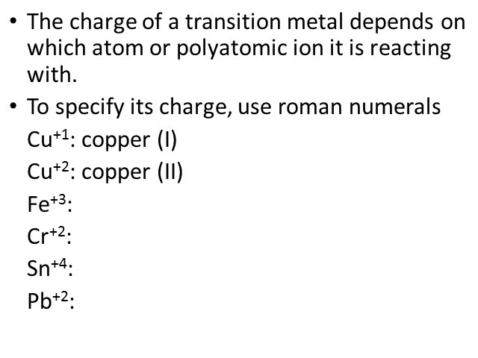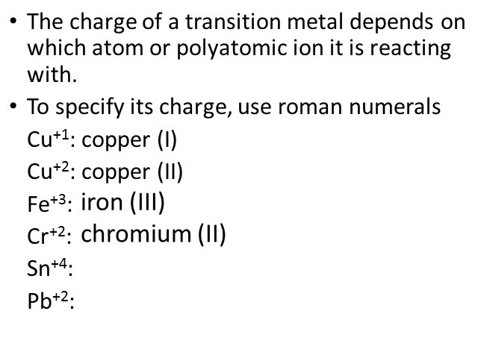Now it is important to note, this is not the number of copper atoms. It is its charge or oxidation number. That is what's important. It is its charge, not the number of atoms in a formula. So let's do a couple. Fe+3, that is iron (III). It has a charge of 3, so we write that in parentheses. Cr+2 is chromium (II). It has a charge of 2, so we write that in parentheses. Sn+4, that is tin (IV), and Pb+2 is lead (II).